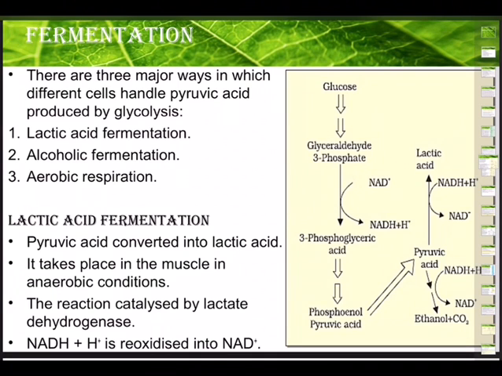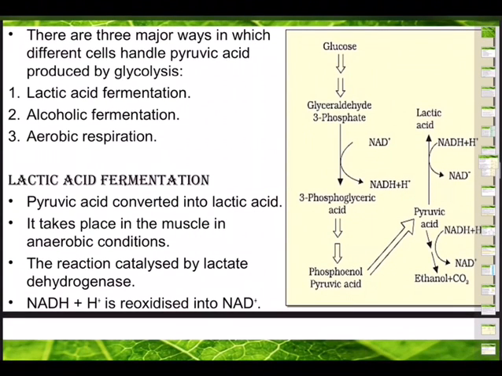pyruvic acid. One glucose molecule undergoing oxidation forms 2 molecules of pyruvic acid, and in the process we are getting 8 ATPs. And all this I hope you have gone through. And when oxygen is not available in sufficient quantity, very low quantity, then we say fermentation. And in fermentation, the energy produced is very less. It's just 2 ATP molecules.